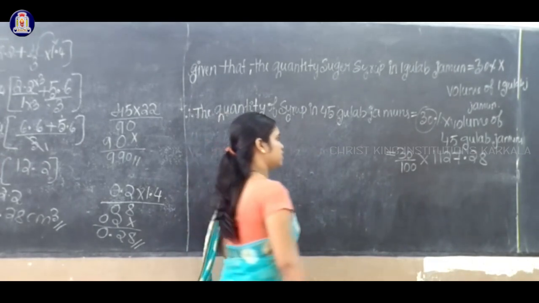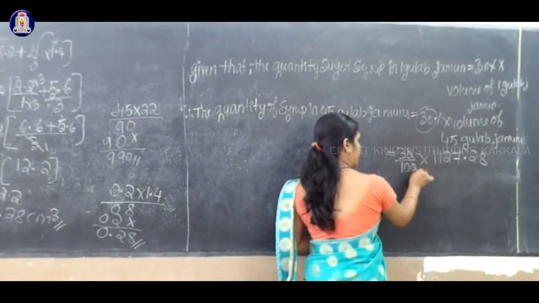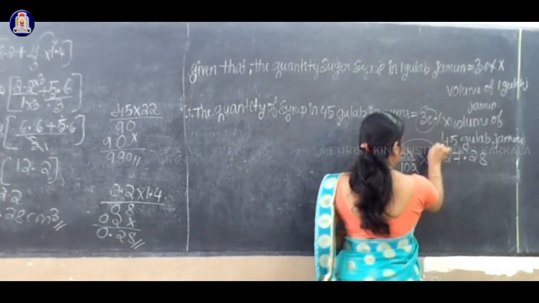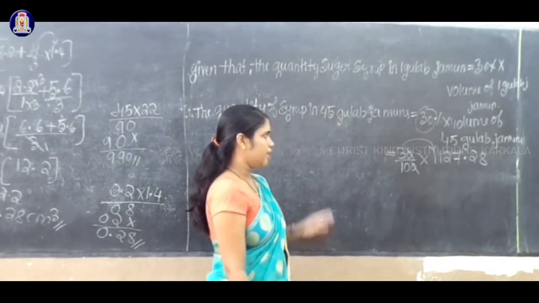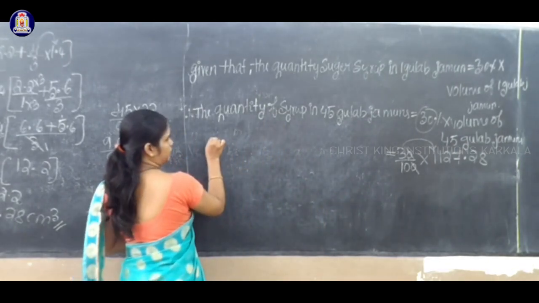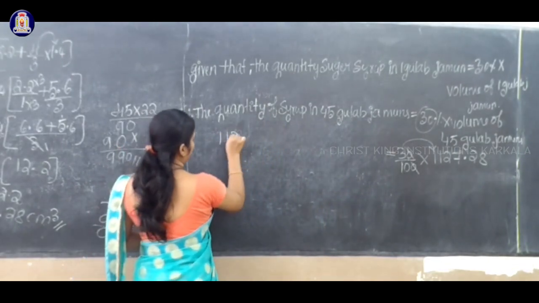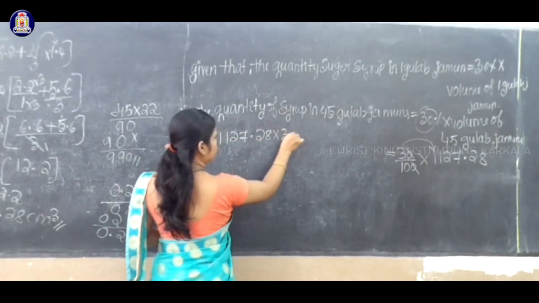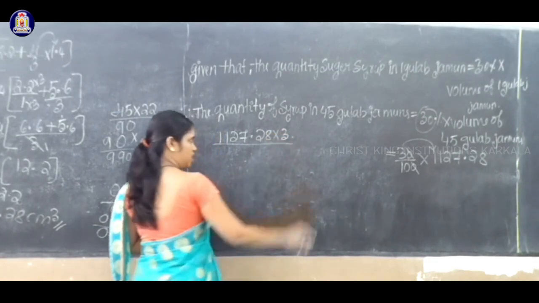1127.28. Okay. Yes. So now 1010 cancelled. Now multiply 3 into 1127.28. Equal to how much? Okay, so now multiply 1127.28 into 3.